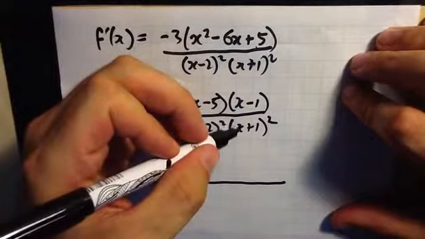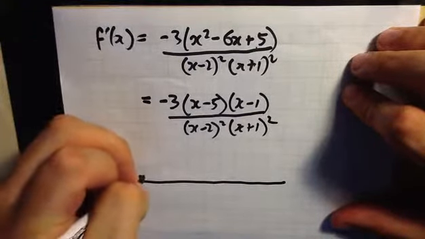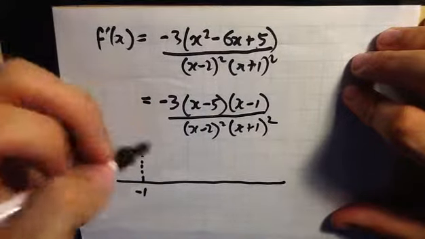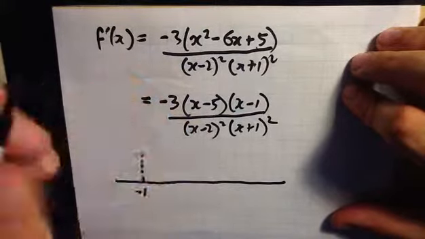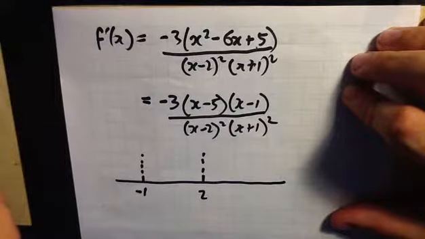I know I've got an asymptote at -1 because that will turn this denominator to 0. So let's do this. It's an asymptote at -1. I know I've got another asymptote at 2. So let's just put that here. So that's another asymptote at 2.